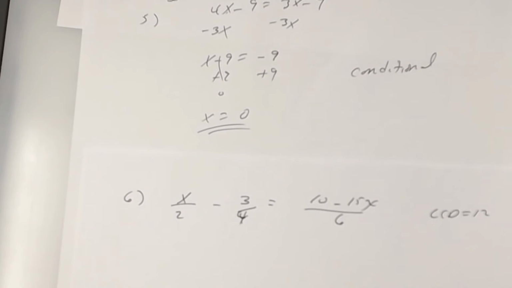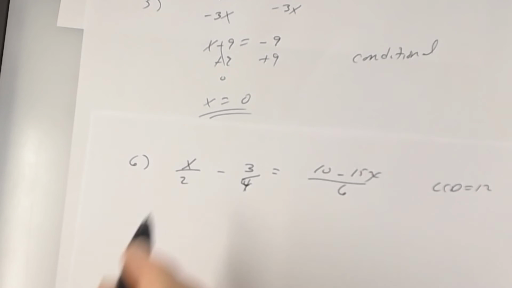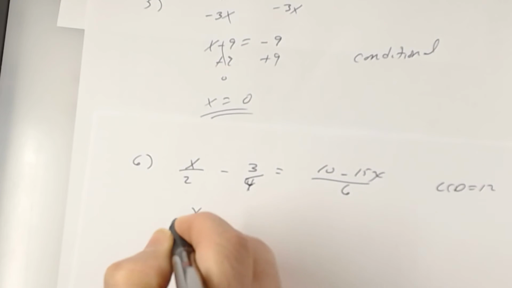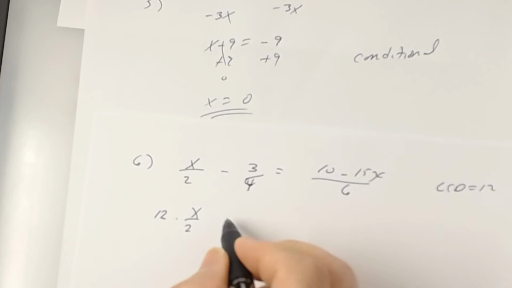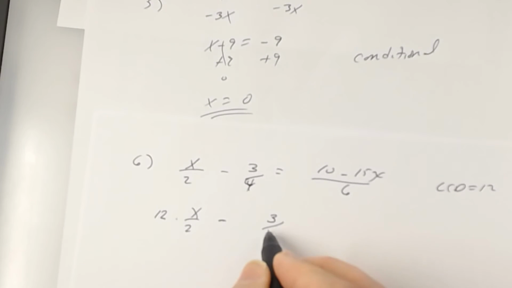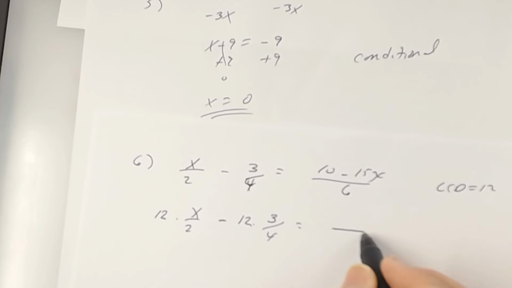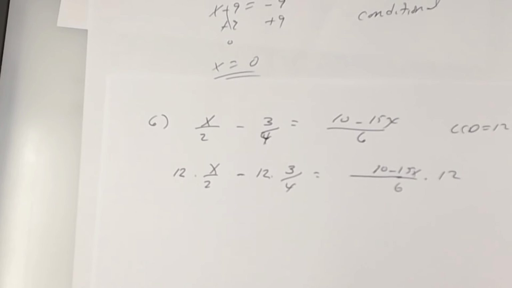Remember, we did last class period, we multiply all fractions by 12, the LCD. So this first fraction has to be multiplied by what? 12. The second fraction has to be multiplied by what? 12. The fraction on the other side, 10 minus 15x over 6, has to be multiplied by what? 12. So everything has to be multiplied by 12. All right, now let's reduce.